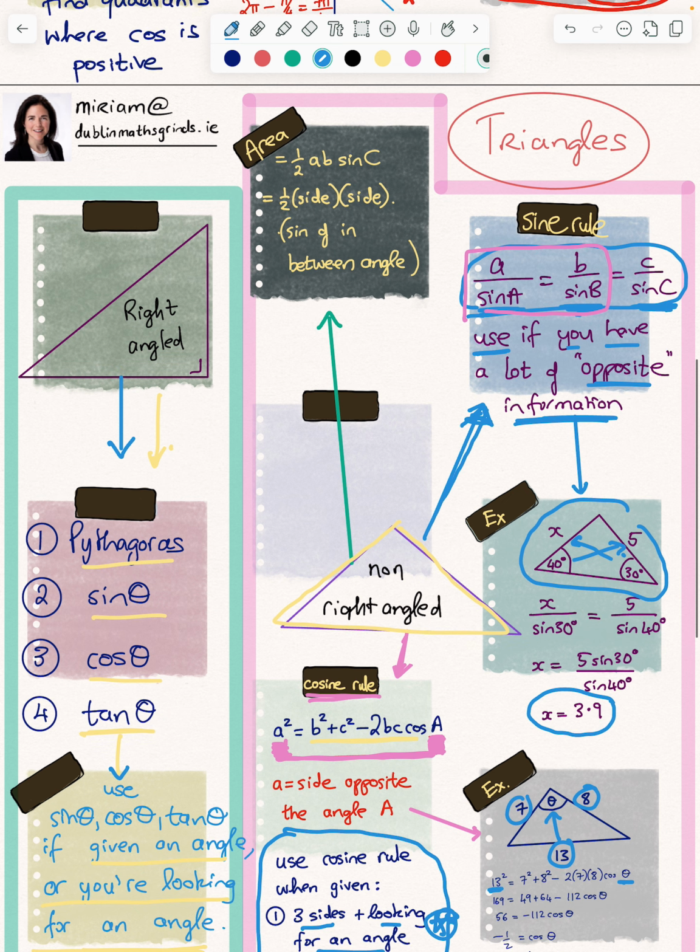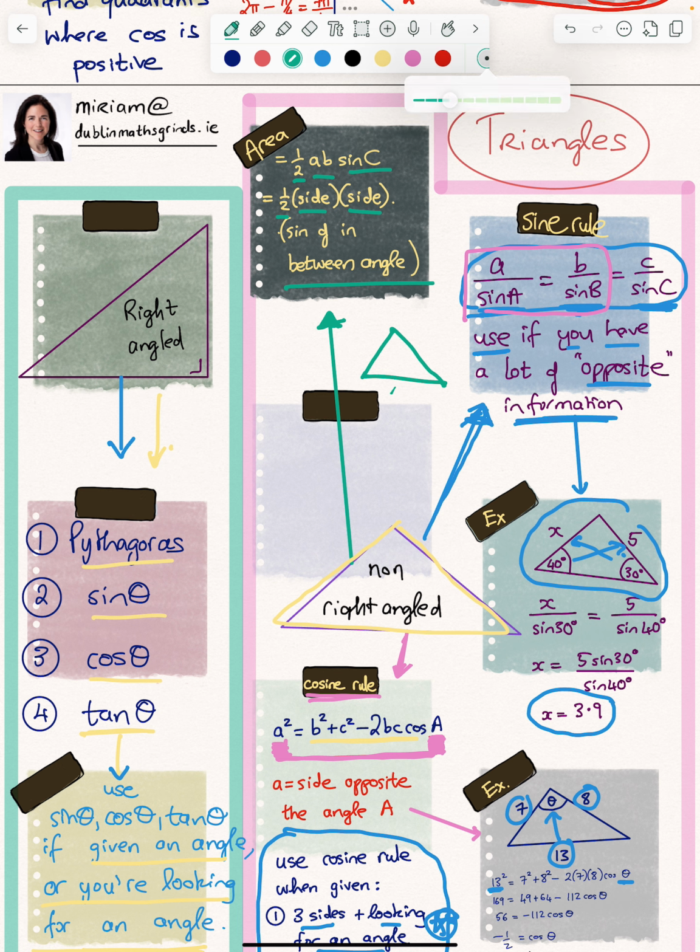And then finally, for a non-right angle triangle, on page 16, we have a formula for the area. It's a half ab sine C, which is a half one side by another side by the sine of the in-between angle. So if you have, for example, a, b, and there's C, it's a half a by b by the sine of the in-between angle.